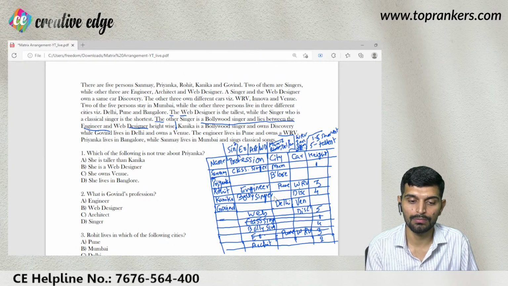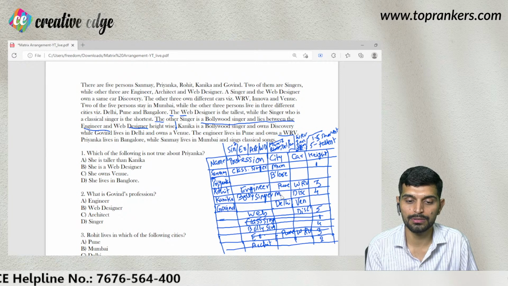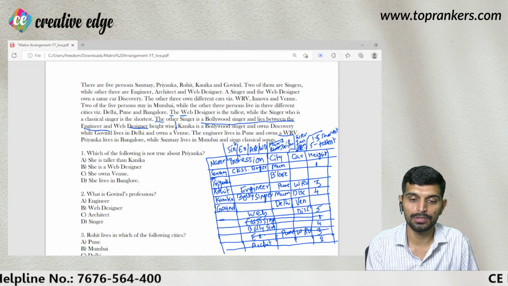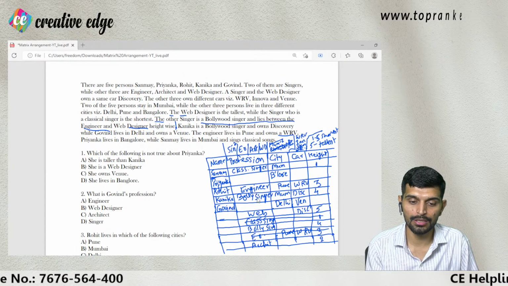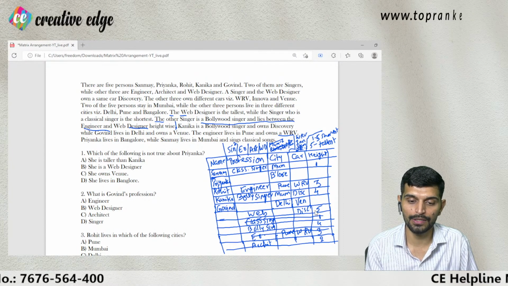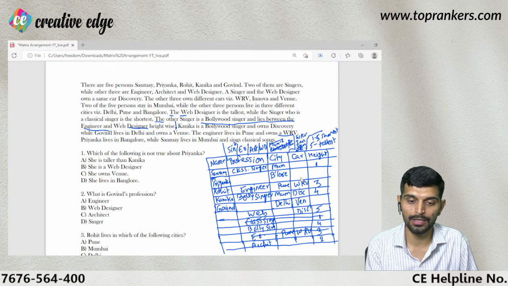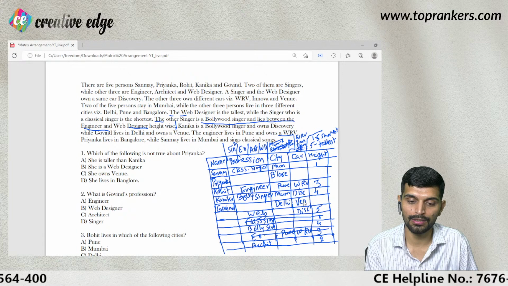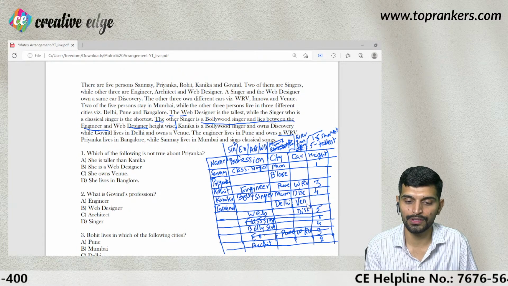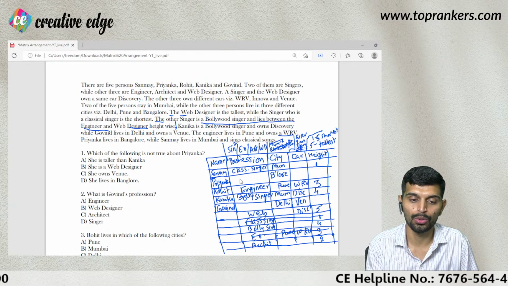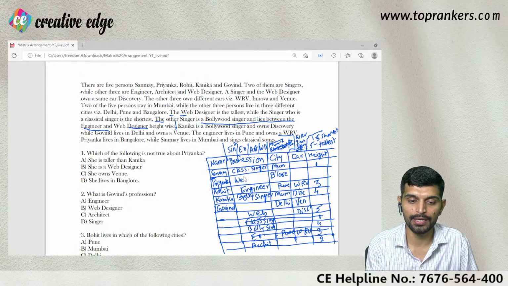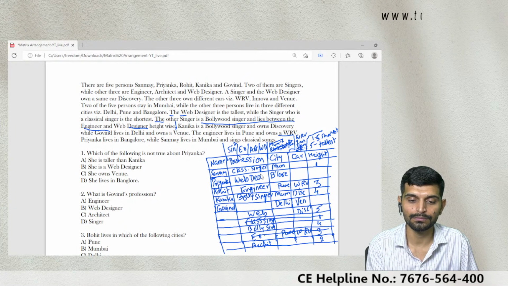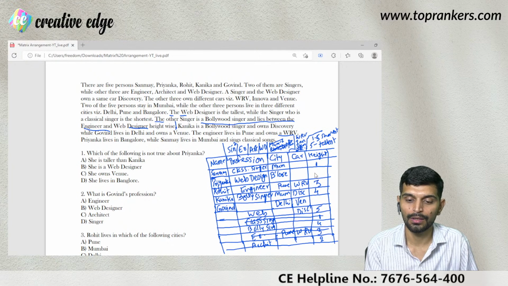So this Bollywood singer Kanika must be living in Mumbai. So this gets completed, right? Classical singer, engineer, Bollywood, web designer, Discovery. Priyanka is possible; Discovery is not possible for Govind because Govind is owning Venue. So Priyanka is the web designer, owning Discovery.